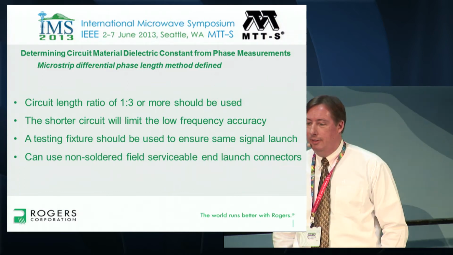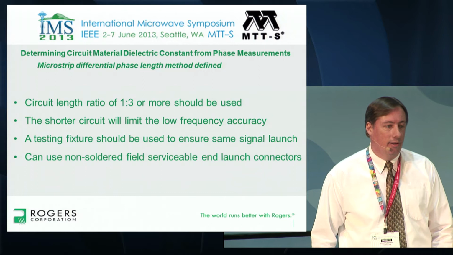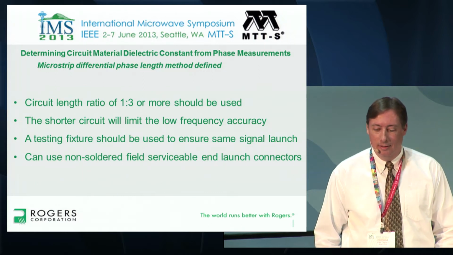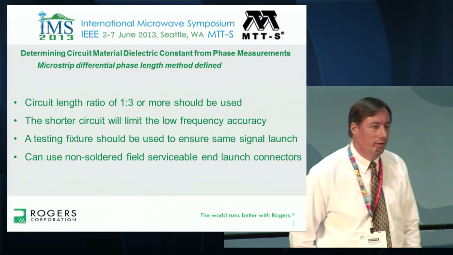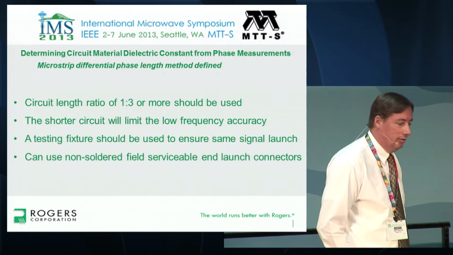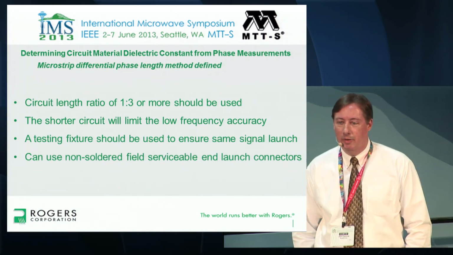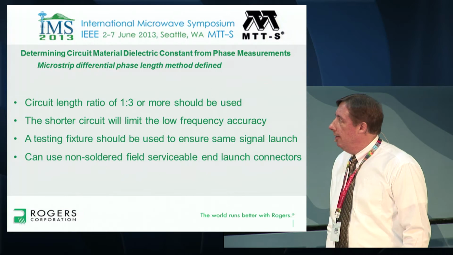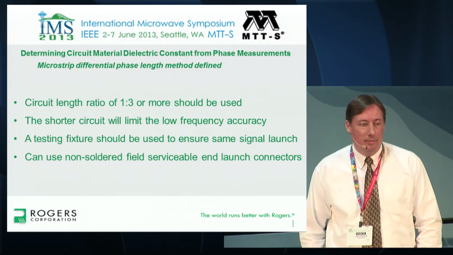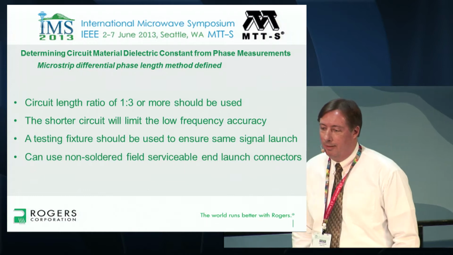And the physical length needs to be a significantly different length, a shorter circuit and a longer circuit. Usually a good ratio is 1 to 3. I typically use a 2-inch long circuit and a 6-inch long circuit. And there are some exceptions to that, but if you do violate that, you want to go on the high side, maybe a 2-inch versus 8-inch circuit or something like that. The shorter circuit's actually going to be the limiting factor when you look at the lower microwave frequency responses. I'm going to talk about that a little bit later on.